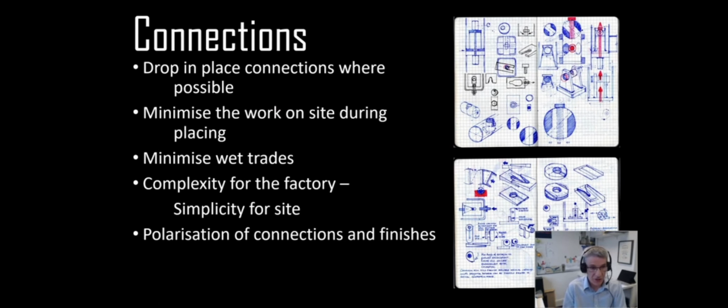So when we think about connections for modules, we try to create drop-in-place connections where possible. Simplify the work on site, minimize the work on site during placing. You minimize wet trades. If there's complexity, you try and keep it in the factory and keep the simplicity on site. And then you try to keep your connections out of areas of high finishes like bathrooms and kitchens.